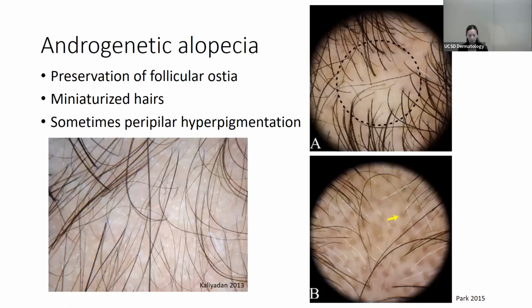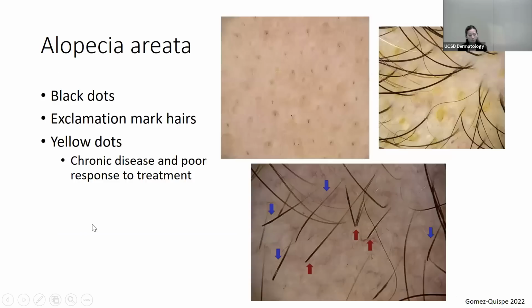Okay, I just have a couple more slides. We'll run really quickly through them because I think trichoscopy is interesting, but it could be a whole other lecture. Androgenetic alopecia, you're going to see miniaturized hairs and sometimes this perifollicular hyperpigmentation. So I often use my dermatoscope when I'm looking at the scalp.